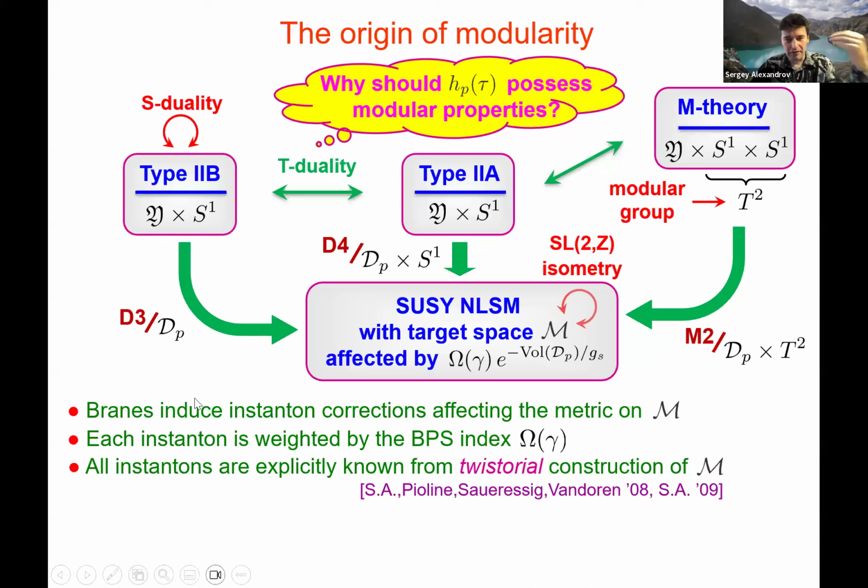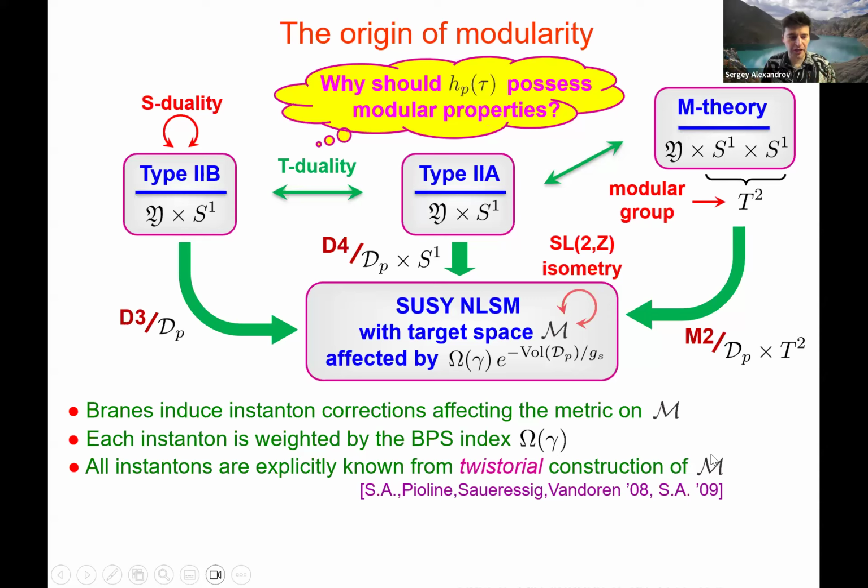And indeed, these instantons affect the theory. In particular, they affect the metric on this moduli space M. They generate corrections which behave like the exponential of minus the volume of the wrapped divisor divided by g string. And what is important, they are all weighted by the BPS indices, omega of gamma, just because these BPS indices essentially count the number of such objects. And what is good is that we actually know how all these instanton corrections look, because more than 15 years ago, we provided the explicit construction of all these instantons.